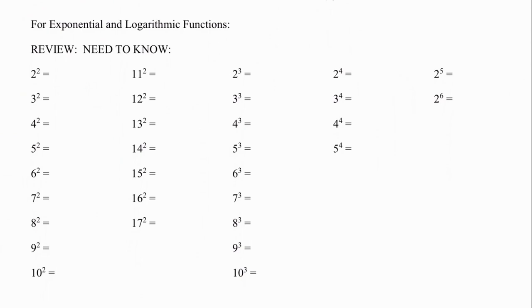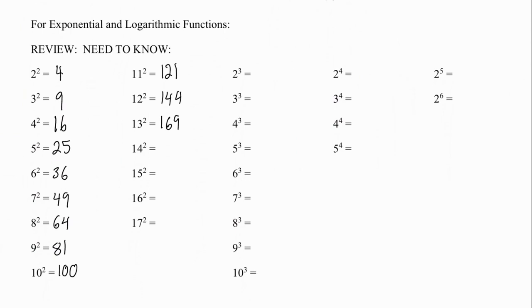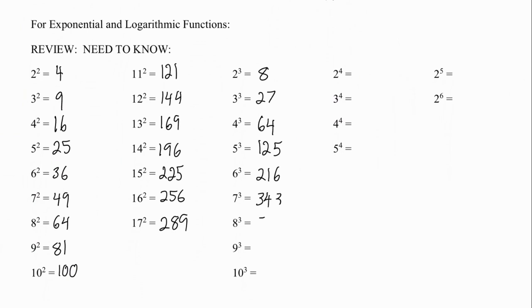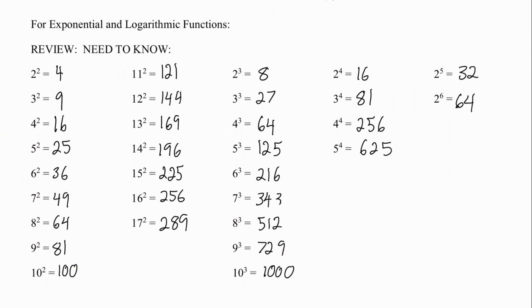So last thing we're going to go through is those exponents that we need to know. We've done these before. We'll do them again. 2 squared, we should go 4, 9, 16, 25, 36, 49, 64, 81, 100, 121, 144, 169, 196, 225, 256, 289, 8, 27, 64, 125, 216, 343, and then it should be 512, 729, 1000, 1681, 256, 625, 32, and 64. Again, you guys should still know those, so please make sure that you remember them.